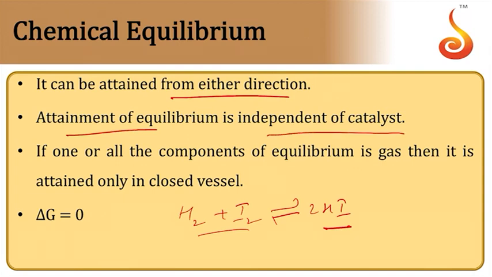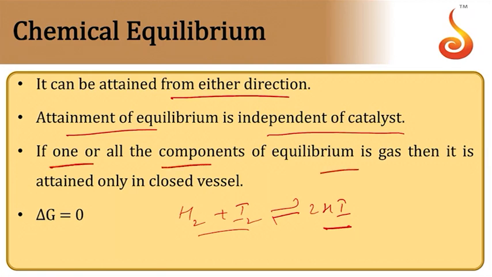Attainment of equilibrium is independent of the catalyst. Whether we use a catalyst or not, we can attain equilibrium. The only thing is that with a catalyst, we can attain equilibrium faster. Otherwise, we can attain equilibrium even without using a catalyst.